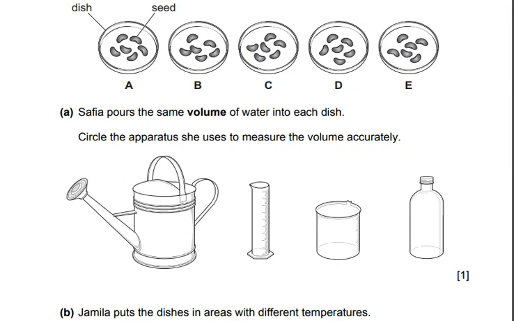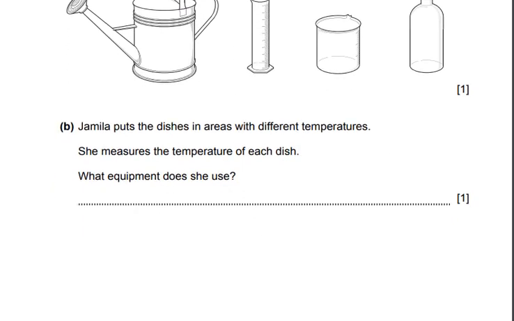So of course apparatus means equipment. What's the equipment used here to measure the volume accurately, correctly? We can use a measuring cylinder. So circle the second one. It's called measuring cylinder.